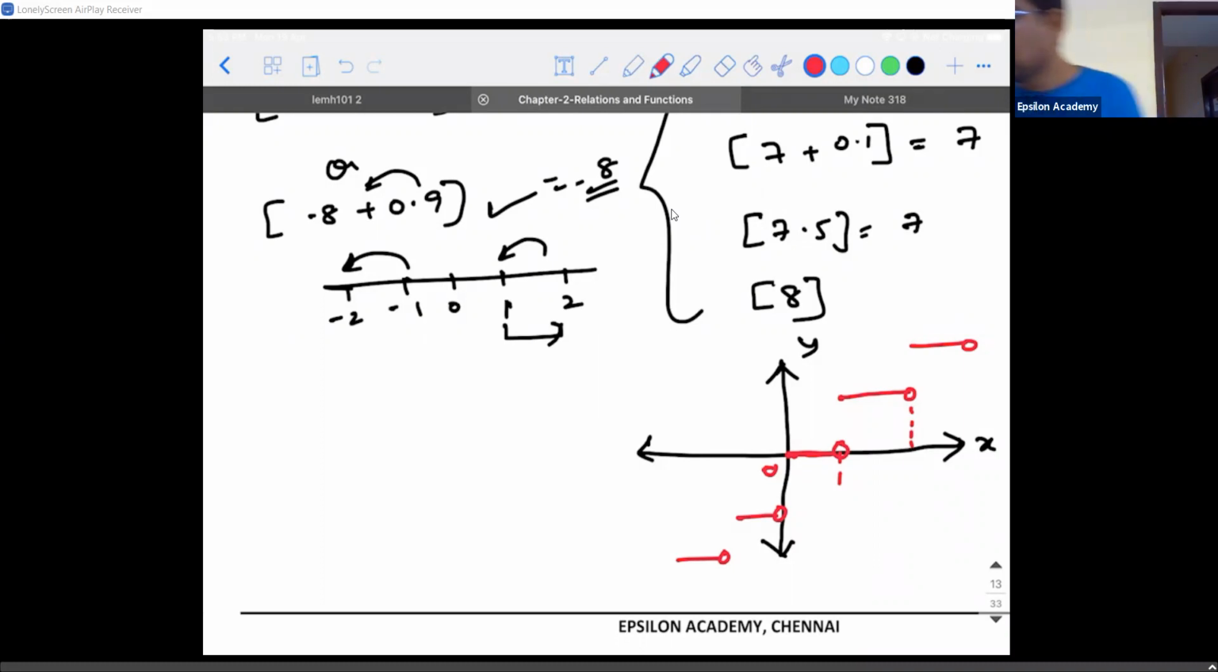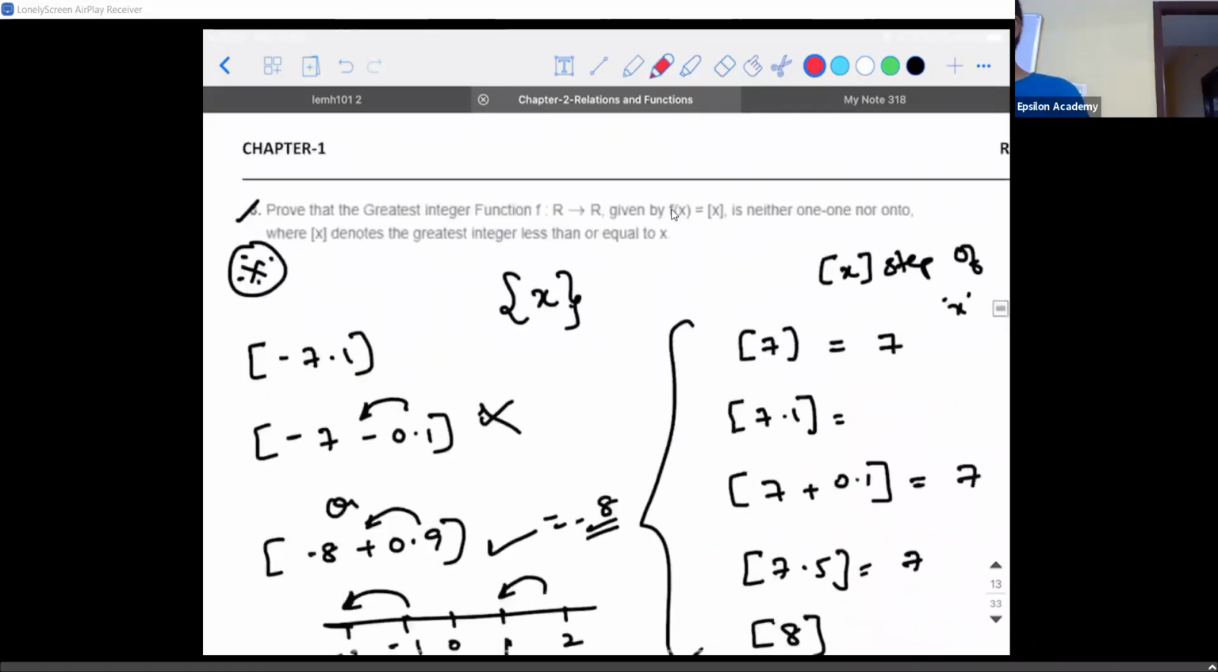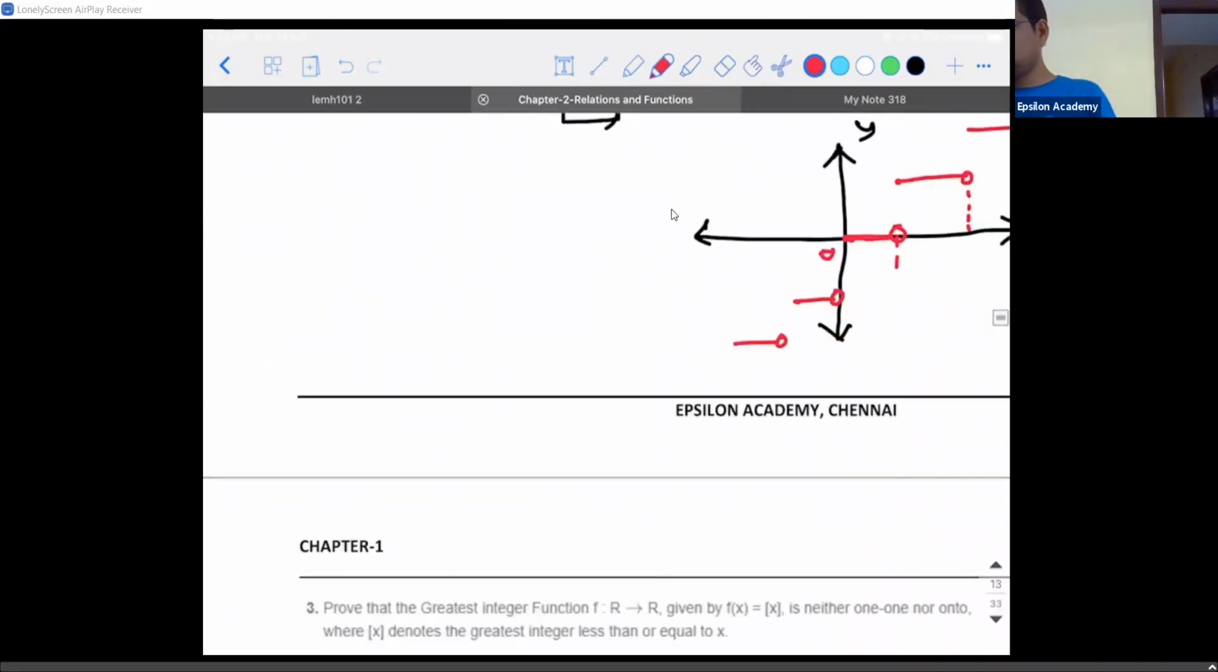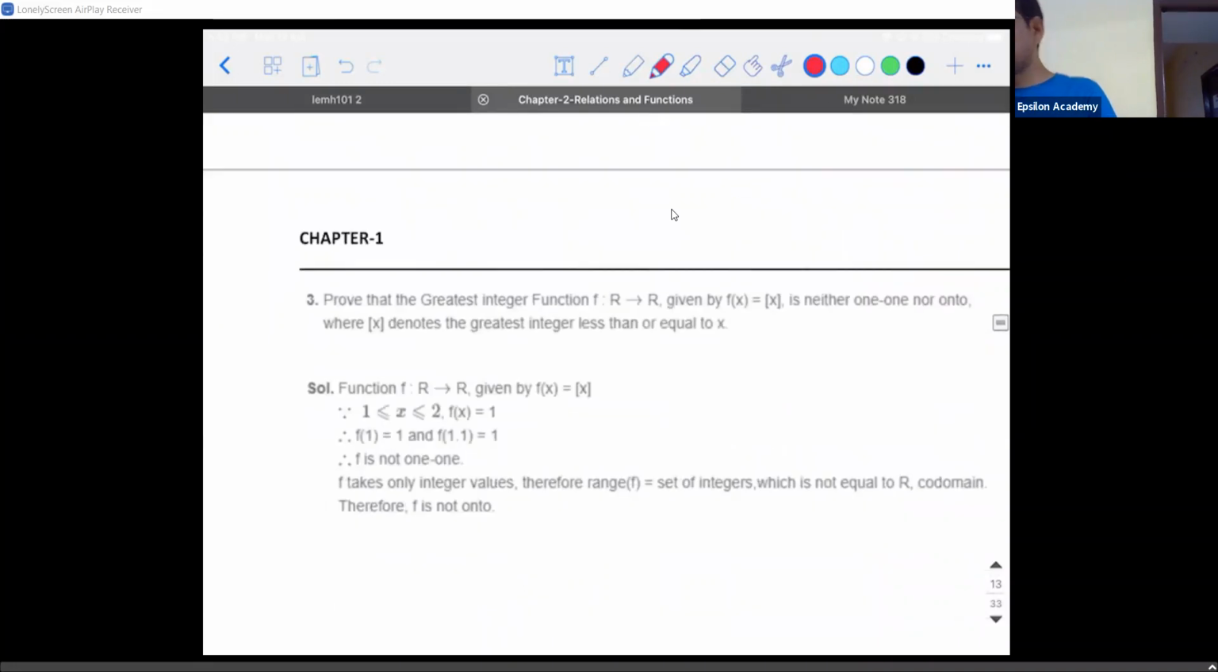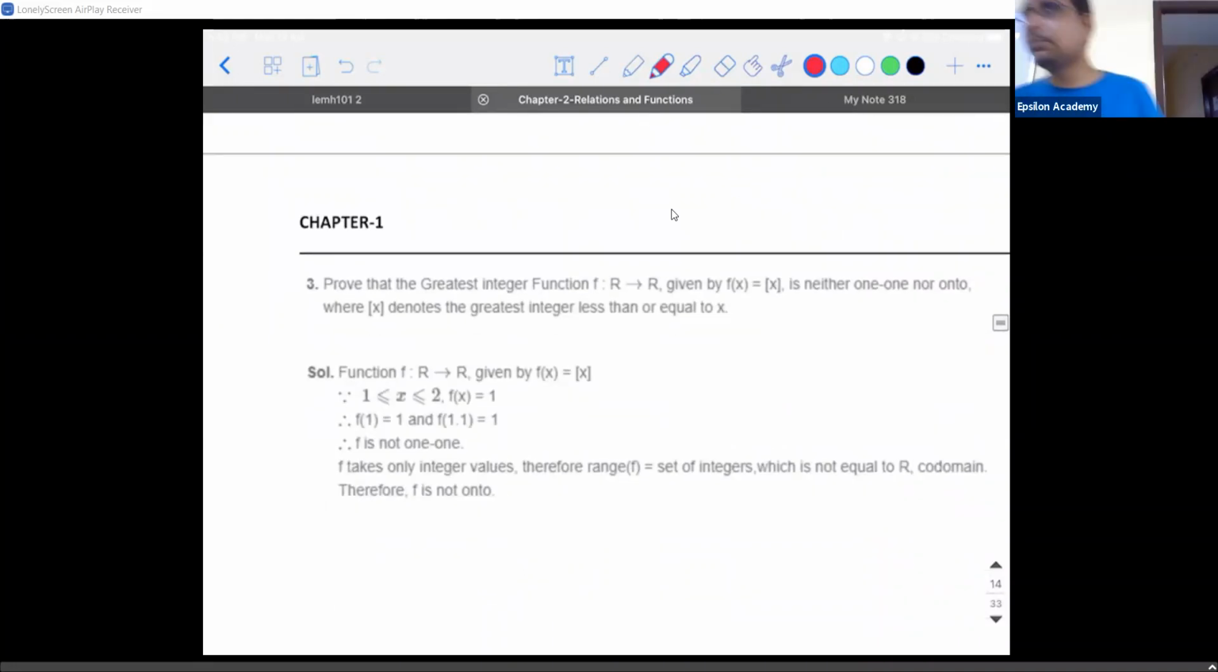But what is the domain? They told the domain is the real numbers, and the codomain is also real. So shall I do it? I'll directly show the solution since I've explained the whole story. f is mapped from R to R. The given function is f of x equal to the greatest integer of x.